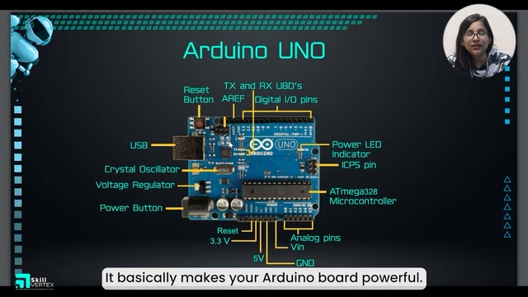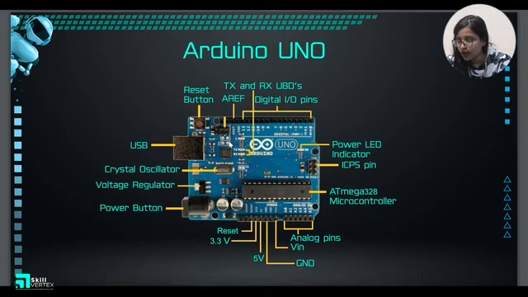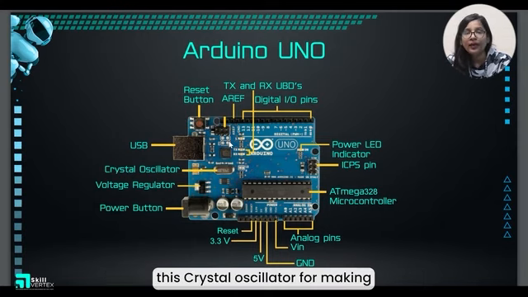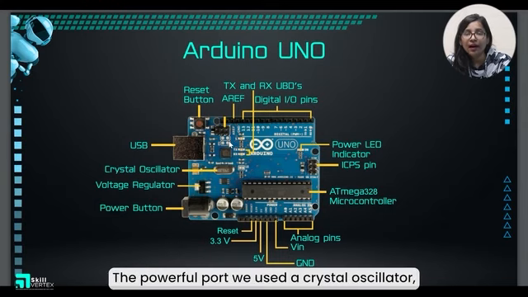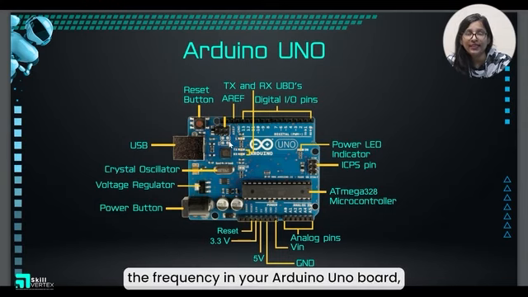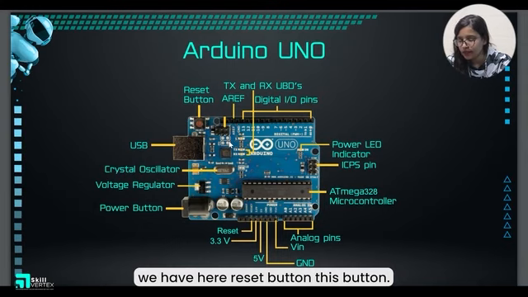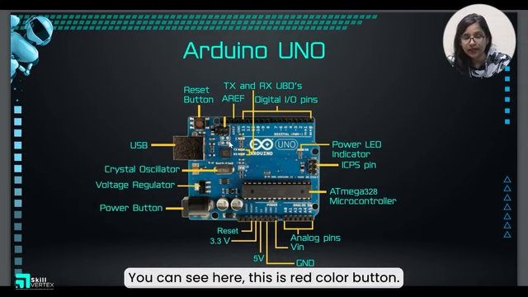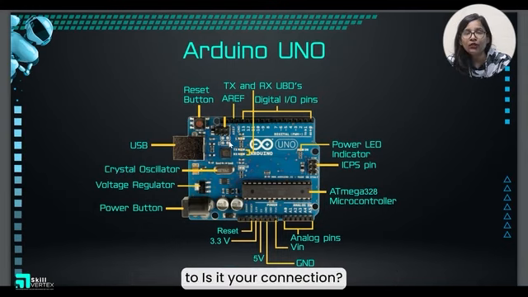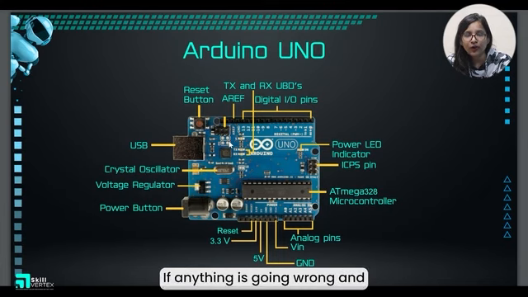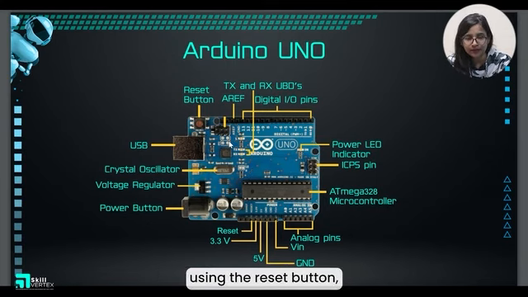Then we have the crystal oscillator. It basically makes your Arduino board powerful. This crystal oscillator oscillates the frequency in your Arduino Uno board. Then the next thing we have here is the reset button. You can see this red color button. If you want to reset your connection, or if anything is going wrong and you want to do it again, you can reset the connection using the reset button.